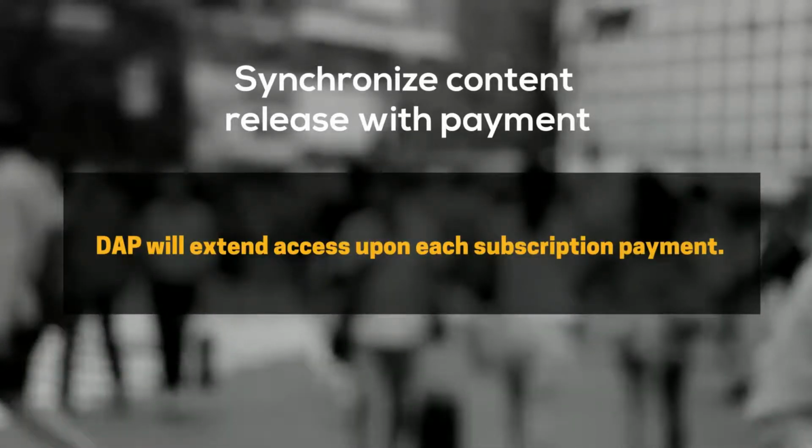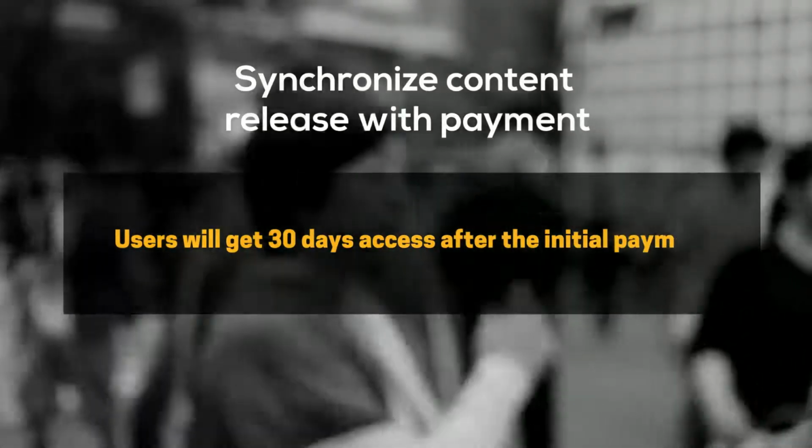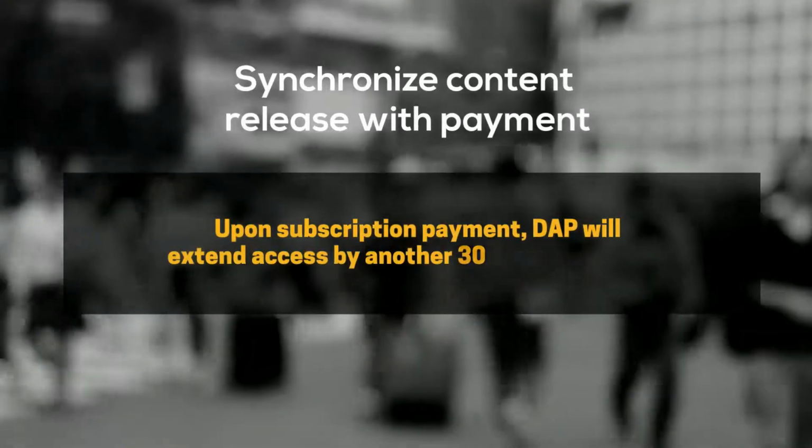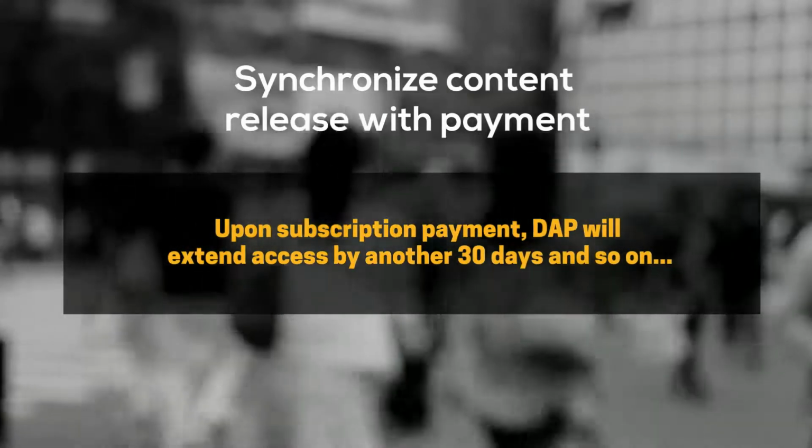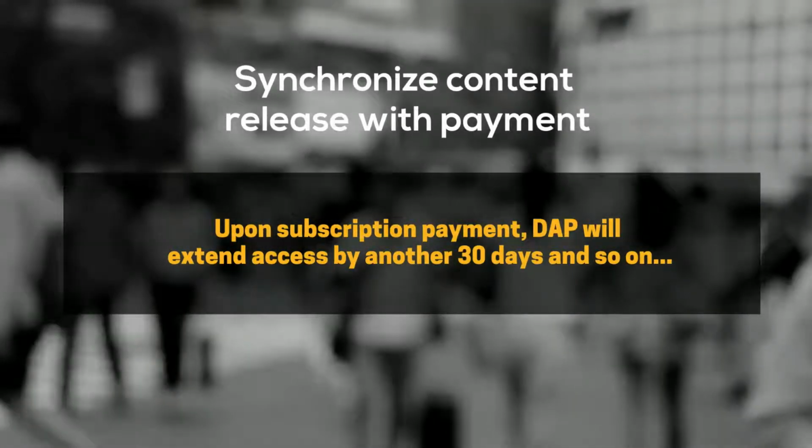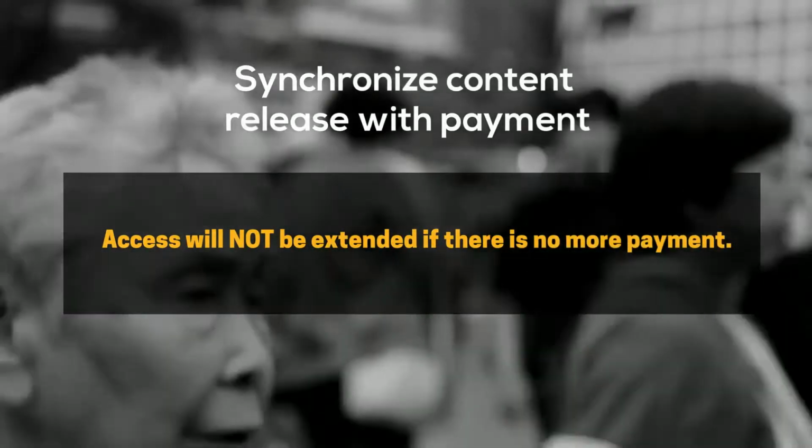And number 7, you can synchronize the release of your content with the payment. DAP, in fact, uses a pay-as-you-go model, which means users get limited access based on your subscription cycle. And every month, every week, every year, whatever is your subscription cycle, when the new payment comes in, when the subscription payment comes in, DAP will automatically extend their access. For example, if it's a monthly billing cycle, then when users make the initial payment, they will get 30 days of access. When the next recurring payment happens, then DAP will extend their access by another 30 days. If the member cancels, their access will end at the end of the current billing cycle.